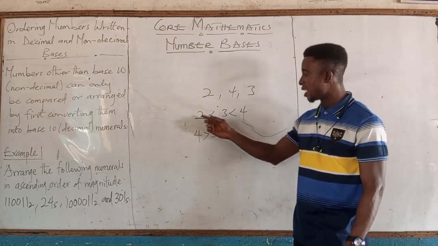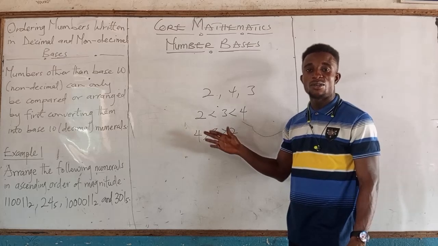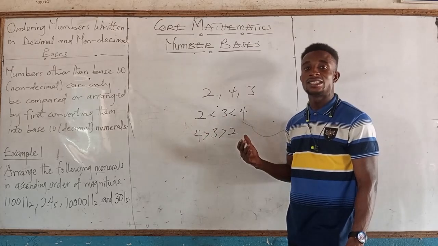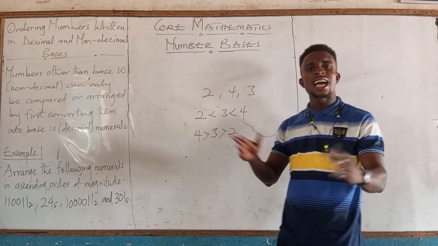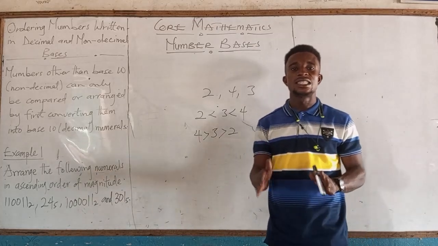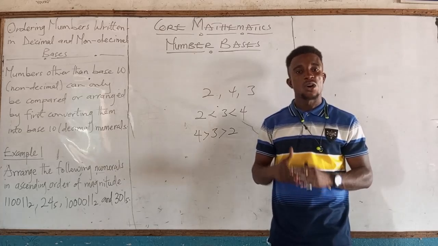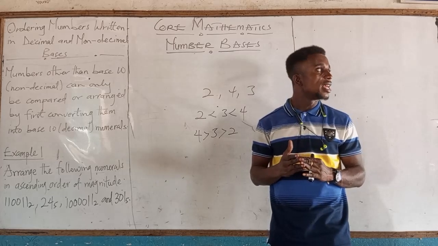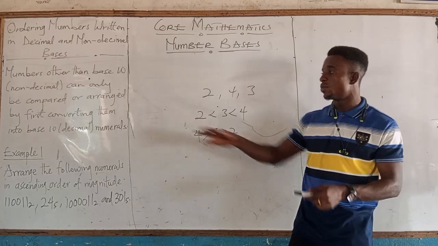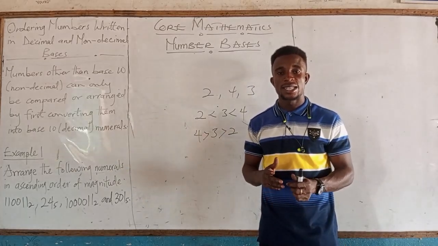Like what I did here, they are in base 10, so I know the one which is bigger, or I know the biggest, and I know the least number. Are we getting that? But when they are in other bases, you cannot easily identify or classify them or order them, unless you convert them to base 10 first. Please, are we getting that?